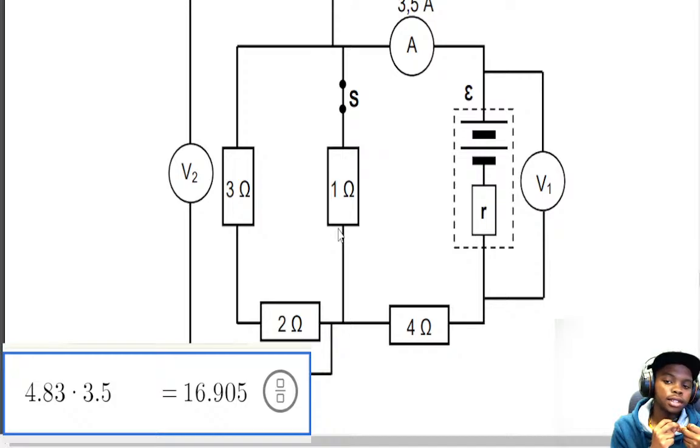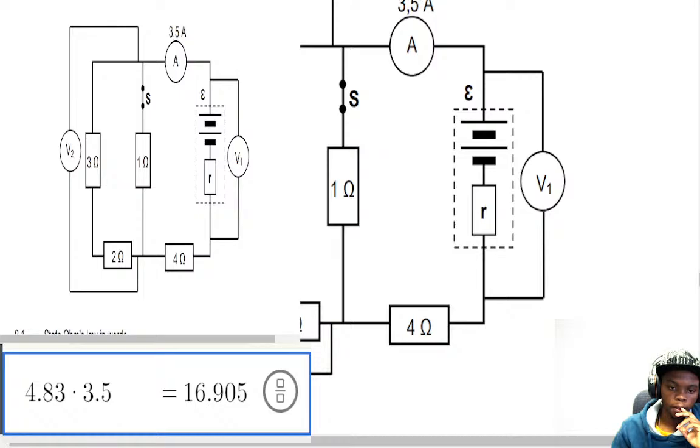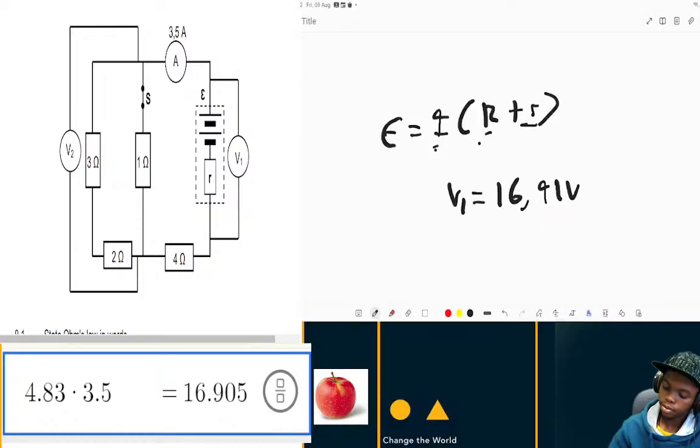So it means, let's say, you might find that our total voltage, the one across V1, was equal to 16.91 volts. Now if it was 16.91 volts, you might find that, so let me put this like this. Oh sorry, this is the formula I was showing you.